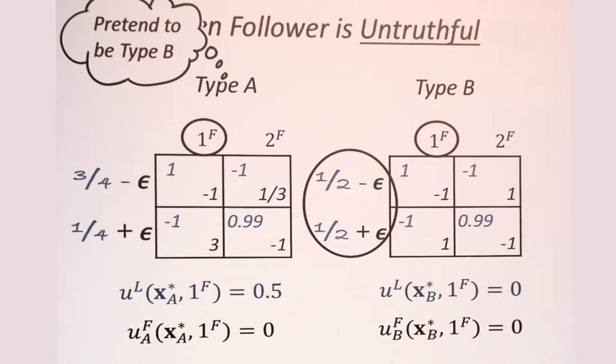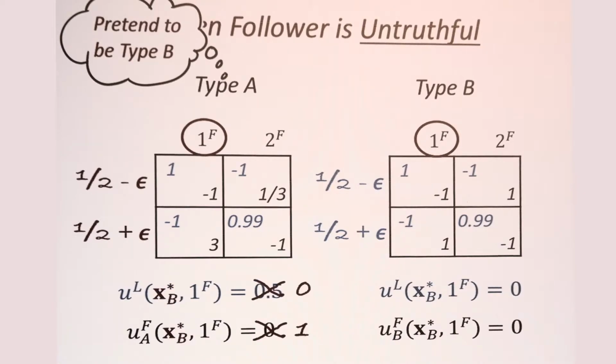Since the leader is learning the follower's type by observing their responses, in this case, the leader is going to be misled into believing that the follower has true type B and play her optimal commitment on type B accordingly. As a result, the type A follower's utility increases from 0 to 1, but the leader's utility drops from 1/2 to 0 in this example.